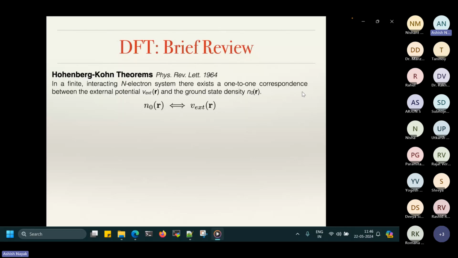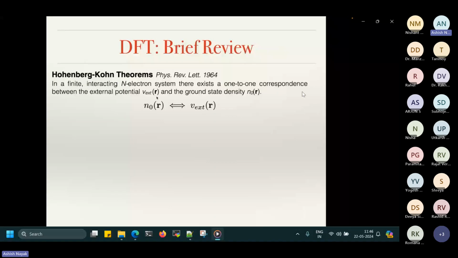So the basic idea dates back to 1964 in the paper of Hohenberg and Kohn. It said that there is an exact mapping possible. So before I say exact mapping, let me just say there's an interacting n-electron system, which is usually the target of our calculations. And there exists a one-to-one correspondence between the external potential, v_ext of r, that usually decides the Hamiltonian, and the ground state single particle density or single electron density n_0 of r.